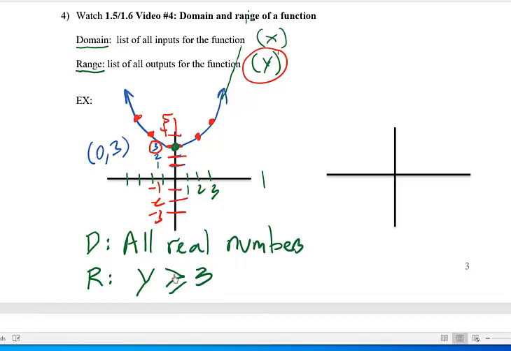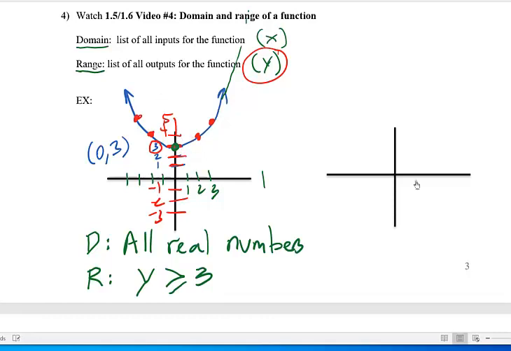All the y's greater than or equal to 3. For now, this is a pretty visual thing. You're looking at the graph and listing out, here's all the x's that ever show up on it, here's all the y's that ever show up on it in terms of coordinates of the points.